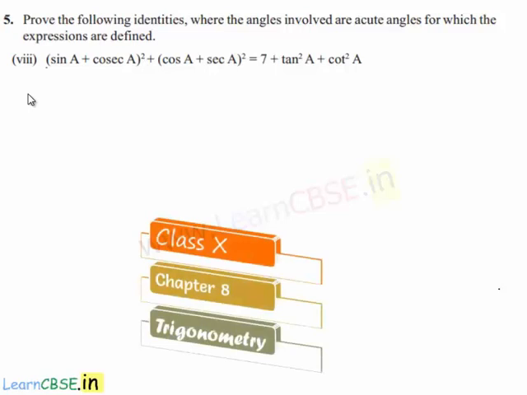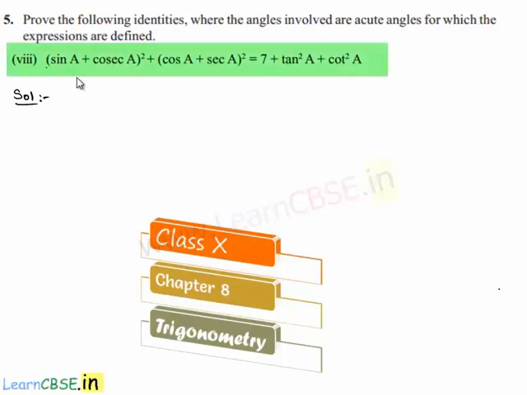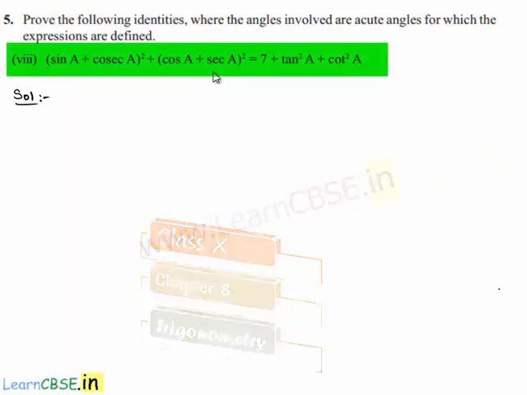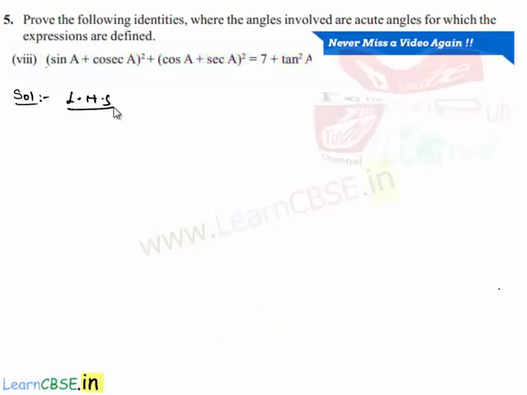Now moving on to the 8th bit of 5th problem. Let us find the solution for this. Here he has given an equation that is (sin A plus cosecant A) whole square plus (cos A plus secant A) whole square is equal to 7 plus tan square A plus cot square A. In order to prove this, let us initially consider the left hand side.